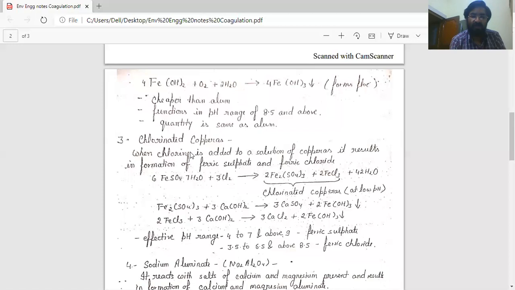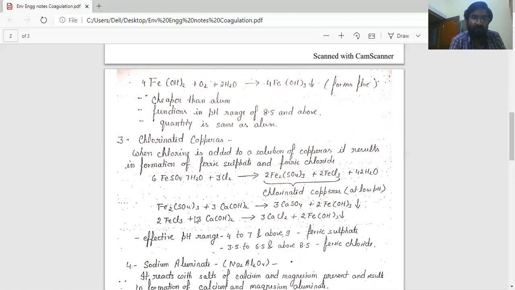The third coagulant is chlorinated copperas. When chlorine is added to a solution of copperas or ferrous sulfate, it results in the formation of ferric sulfate and ferric chloride. The reaction is 6FeSO4·7H2O plus 3Cl2, giving 2Fe2(SO4)3 plus 2FeCl3 plus 42H2O. These two combined form chlorinated copperas, which works at low pH.